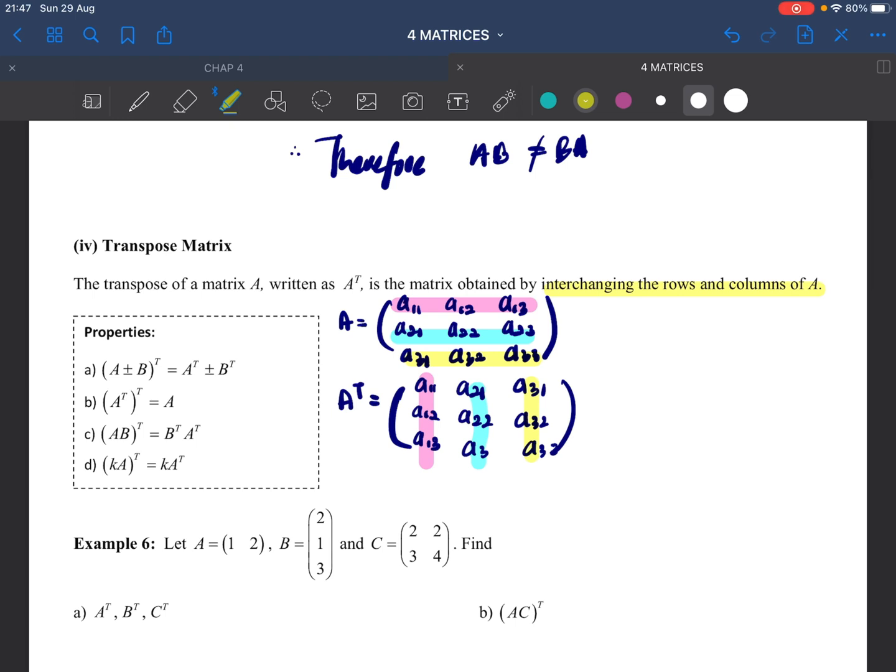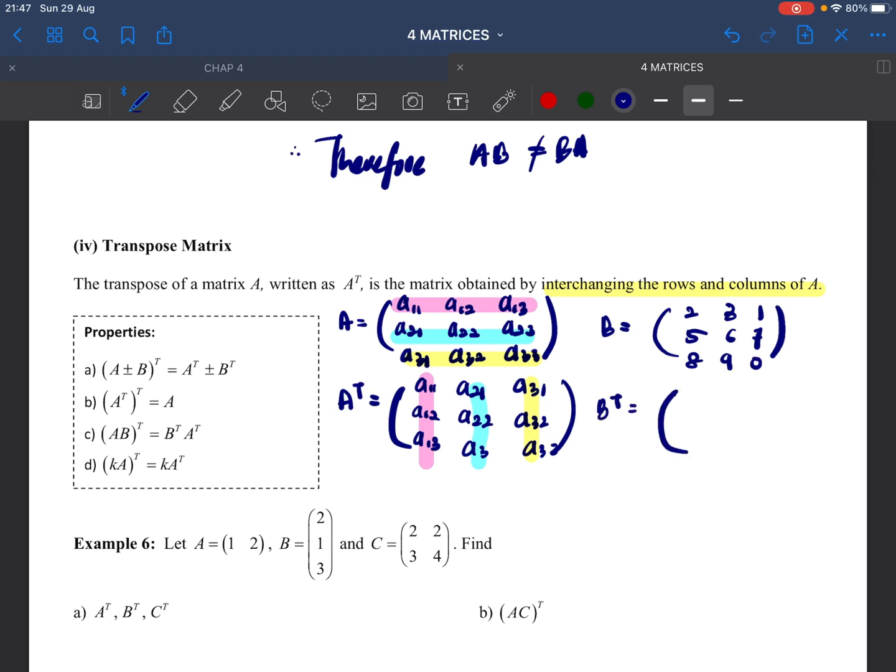Okay, so kalau tak faham, kita letak sebagai nombor lah. Kamu kalau saya tulis A, B, C terus tak faham kan. Let's see if we have B equals to 2, 3, 1, 5, 6, 7, 8, 9, 0. Okay, so if you want to find B transpose, basically the first row dia akan jadi the first column, 2, 3, 1. Second column will be second row. Second row akan jadi second column. And so on. Okay, so that is how we find our transpose.